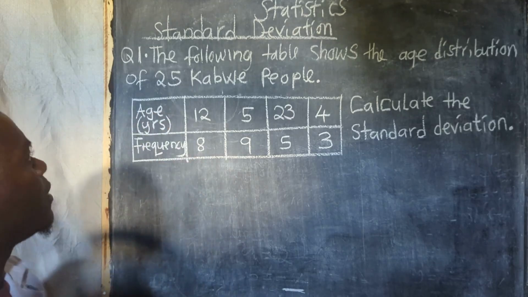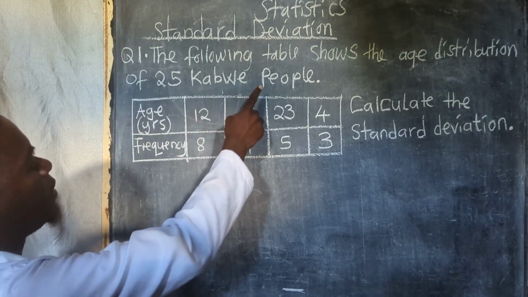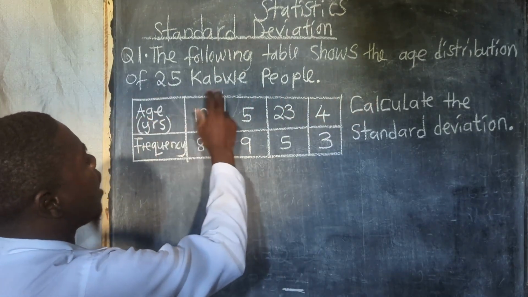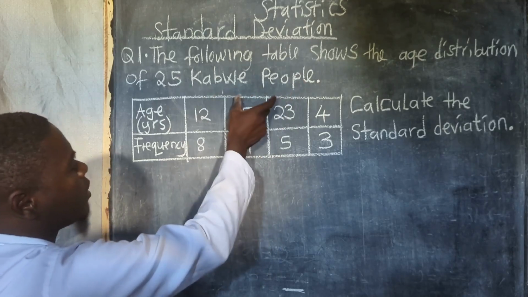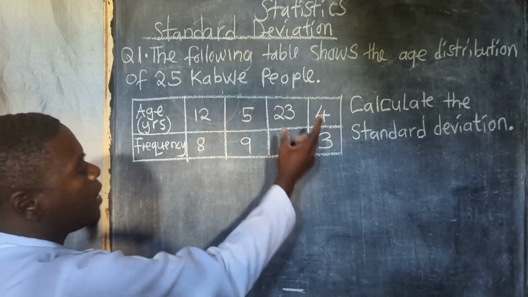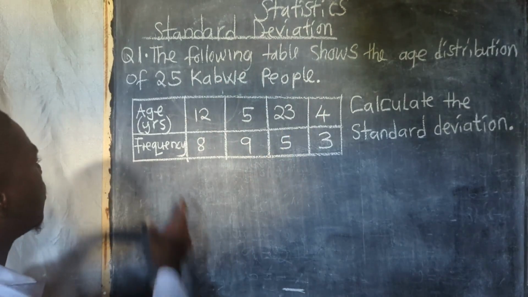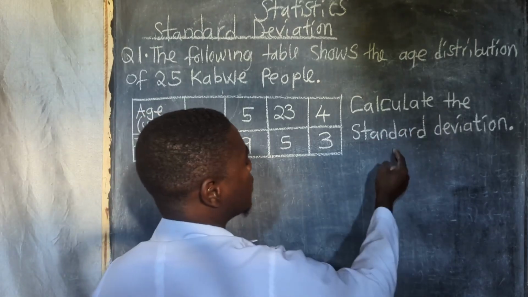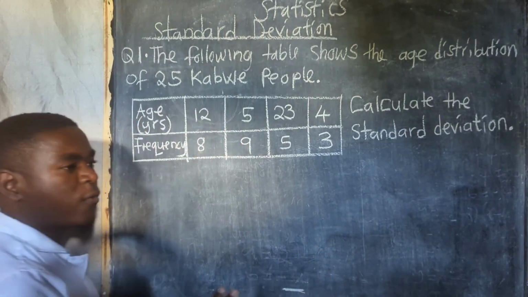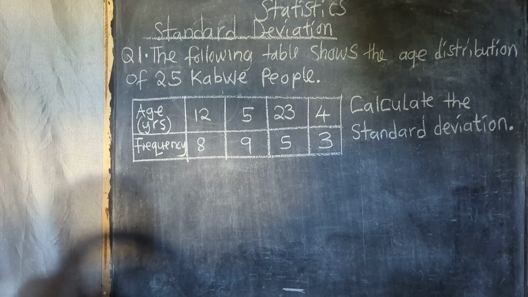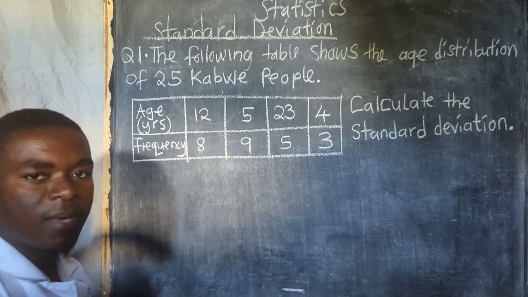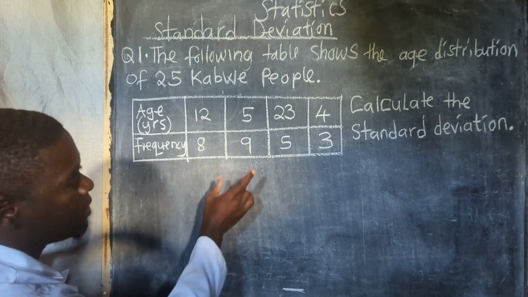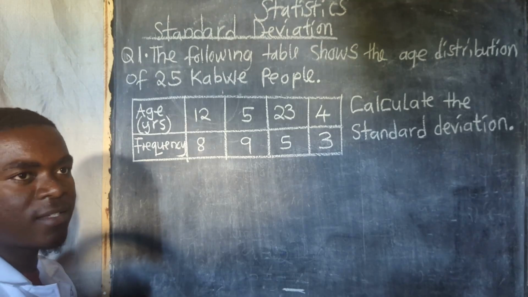So now, the question is saying, the following table shows the age distribution of 25 Kawe people. So this question is talking about people from Kawe. This is age distribution, so we are given age and frequency here. The question is saying calculate the standard deviation. If you are from Zambia, this is mathematics paper 2 and this question carries 6 marks. You are going to agree with me that it carries 6 marks. As simple as it is, this question carries 6 marks.